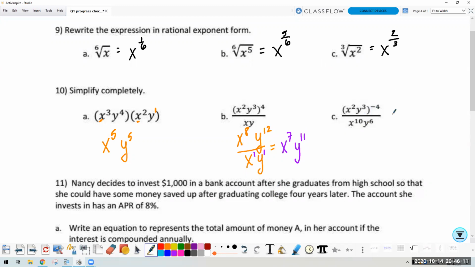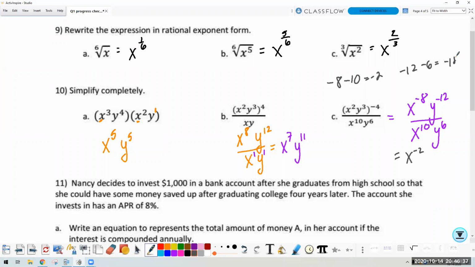I'm going to start C the same way with that power to a power. So we get x to the negative 8th, y to the negative 12th. And now when I subtract, negative 8 minus 10 is negative 2. Negative 12 minus 6, negative 18.